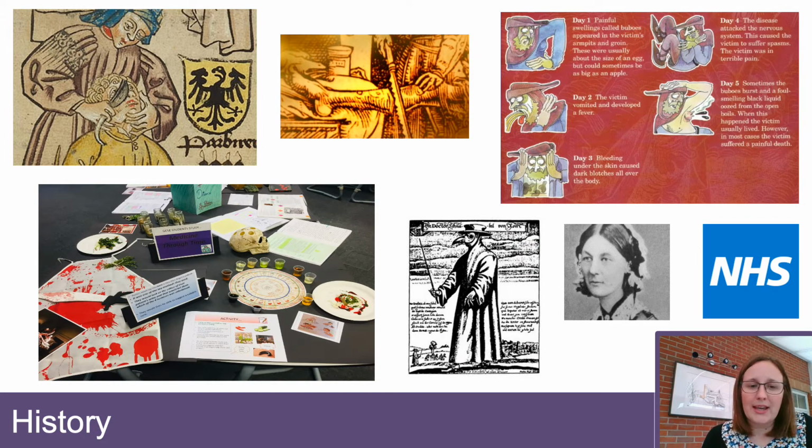We start by looking at medieval medicine, when there's some very weird and wonderful ways of trying to treat and cure people. And we look at what their understanding of disease and illness was in the medieval period and how that changes as time goes on. So we look at the work of Edward Jenner, who designed the first vaccination, and we look at how the government attempted to roll out that vaccination in order to eradicate smallpox.